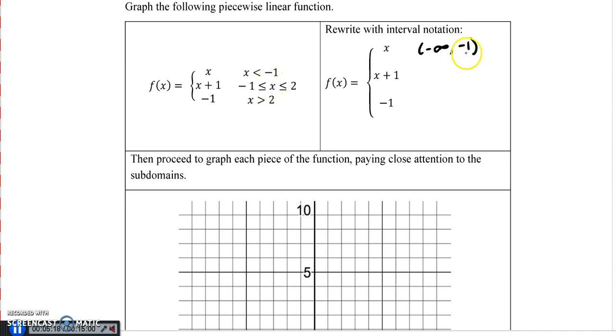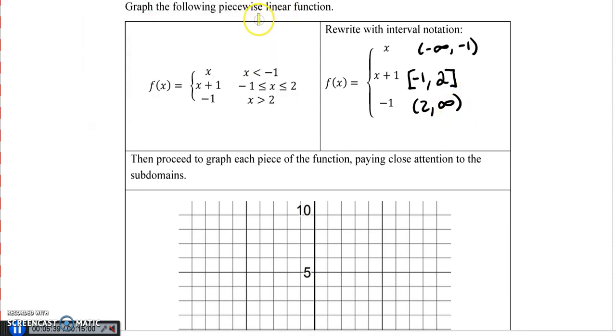It was not equal to, so it gets a parenthesis. Then we get this one. -1 is less than or equal to x, so the smallest x could be is -1, with a bracket, to 2. And x is less than or equal to 2. And then finally, 2 to infinity. Hopefully you figured that out.